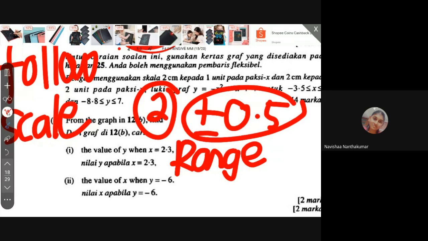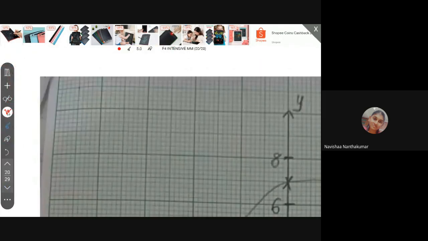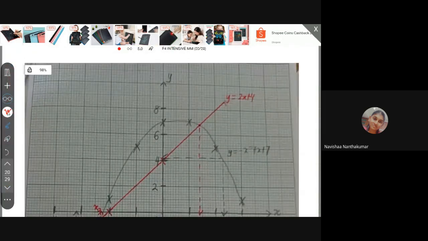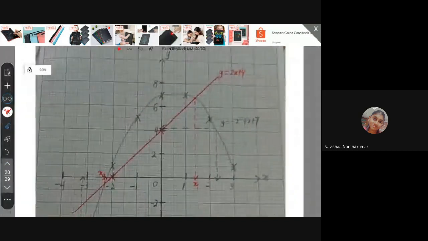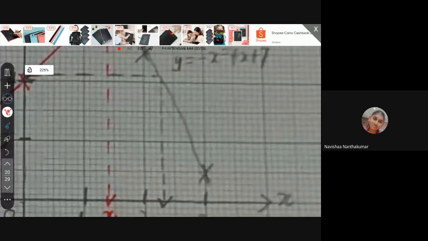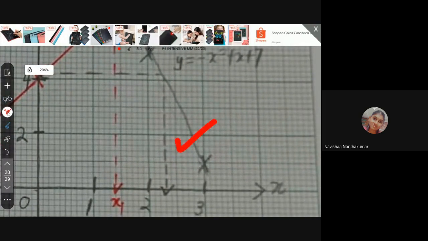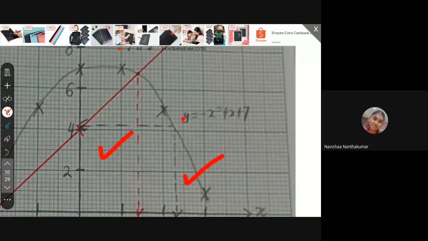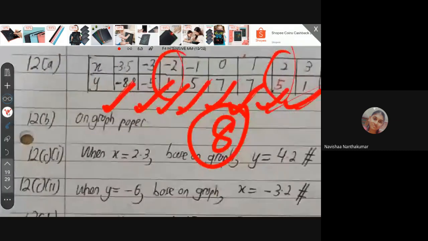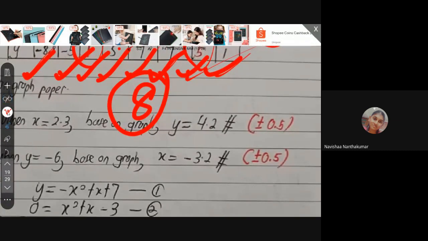Okay, so example, you can refer to my graph. Okay, so they said when x is 2.3, right? So kamu kena buatlah. Bila x sama dengan 2.3, kamu lukis garis macam ni. Okay, lepas tu cari nilai y pula pada graf kamu. You see where the persilangan is, intersection over here. So from there, you see your y value over here. Okay, so if you read and see, apa yang saya baca, saya dapat 4.2.